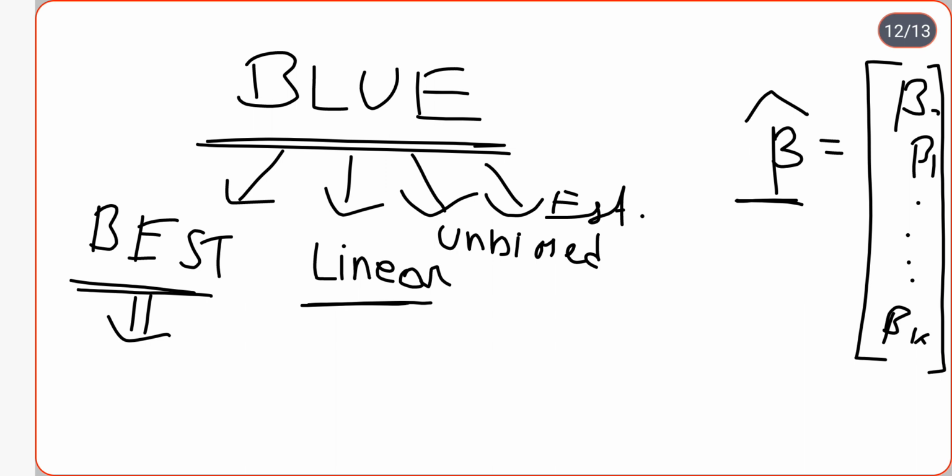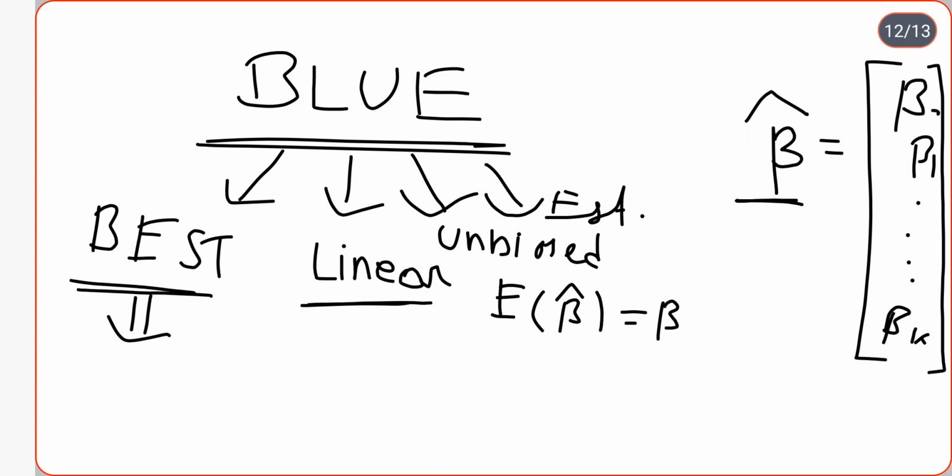Similarly, for showing unbiasedness, we have to show that the expectation of beta hat is equal to beta. That means the expectation of the beta hat, which is the estimated parameter, is actually equal to the actual population value. That is what is described with the help of unbiasedness.